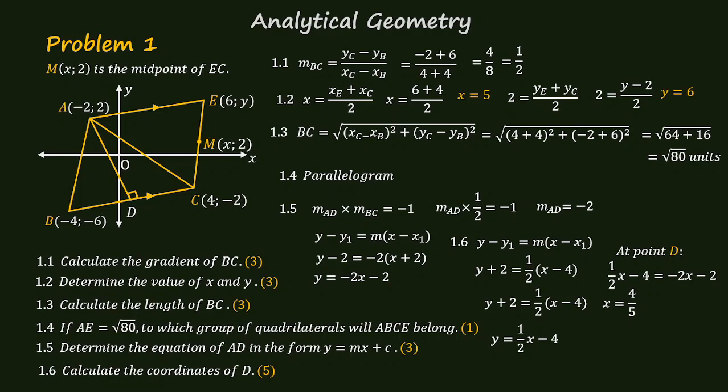So the x value at D is 4 over 5. Now all we have to do, since we have the x value, is to take this x value and substitute it in the equation of BC or in the equation of AD. In either case, we should be able to find the same value of y. So if we substitute it, we get the value of y to be minus 18 over 5, meaning that the coordinates of D are given by 4 over 5 and minus 18 over 5. So those are the coordinates of D.